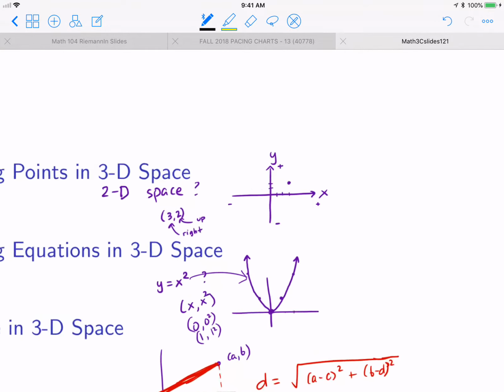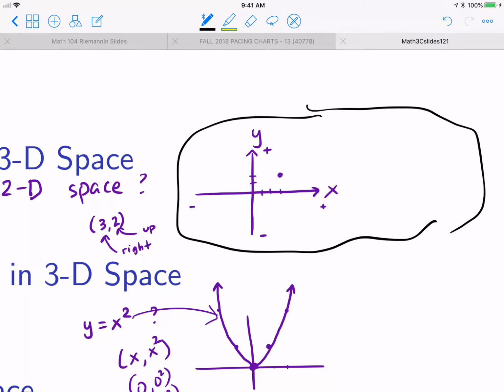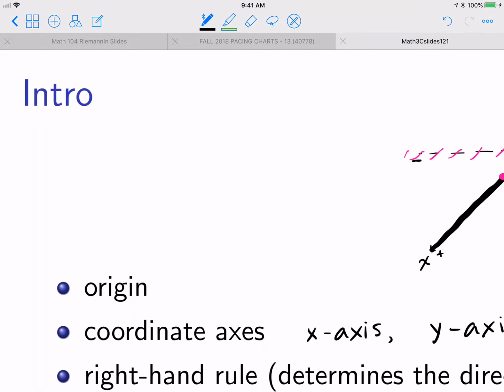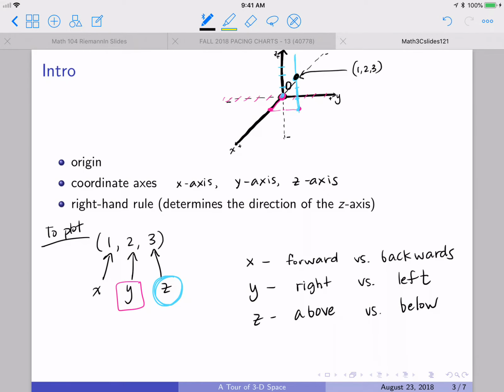Remember how it was back in 2-space. Back in 2-space, x kept track of right versus left, and y kept track of above versus below. And this is all with respect to the origin O. So now what we're doing is adding a third dimension, and we're not only looking at right versus left, above versus below, we're looking at in front of versus behind. Forwards versus backwards.